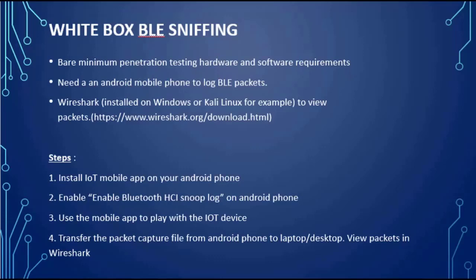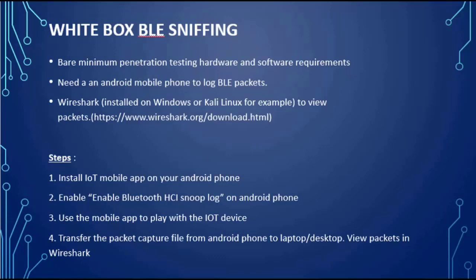Now let's look at the steps that we need to undertake in order to perform Whitebox sniffing. And then after that, we will see an actual packet capture in Wireshark that I already have from a previous Whitebox sniffing exercise. So the first step is to install the IoT mobile application on your Android phone. The second step is that you need to enable a feature on your Android phone called Enable HCI Bluetooth Snoop Log. Now what this feature does is the moment you enable it, from that point onwards, any Bluetooth Low Energy communication that takes place between your mobile phone and the IoT device will get captured in a packet capture file that will be stored on your Android phone.